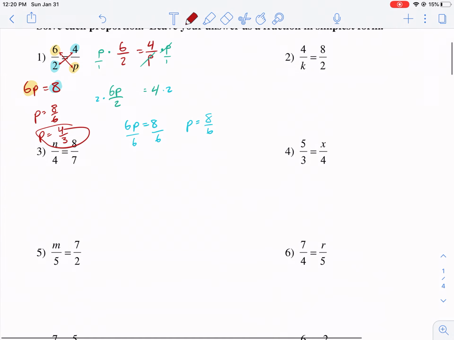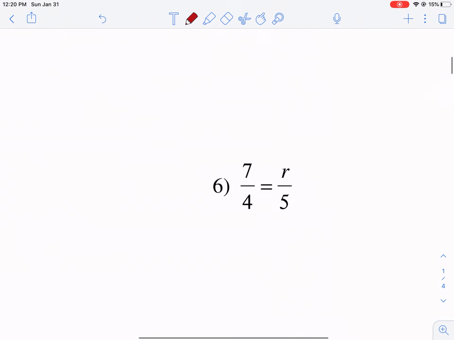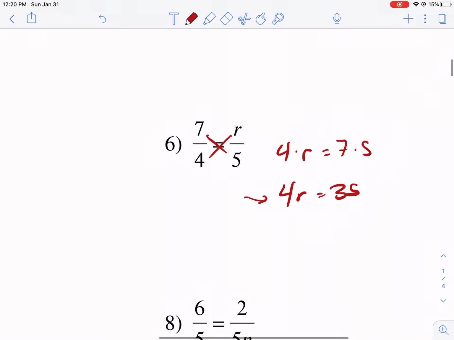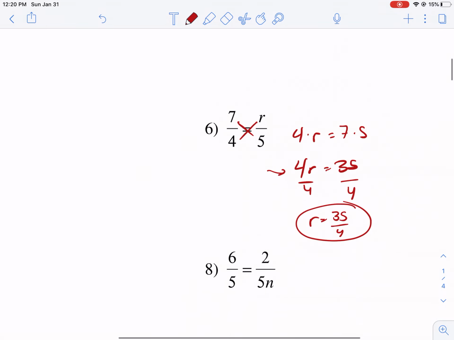And that you can use with all of these. All of these are very similar. So we're going to get 4 times r, and then we have 7 times 5. I'm just writing it out. You can do that in your head. You just write this step in your head from here, but I just wanted to show it. And then we divide by 4, and I would just leave it as an improper fraction like that. If you want, you can make it a decimal.